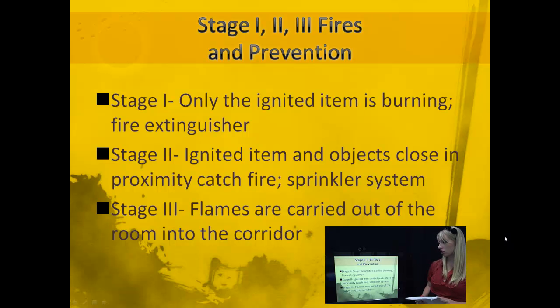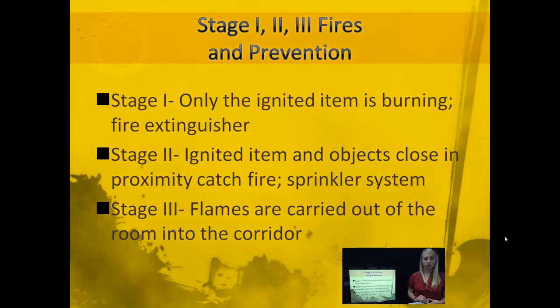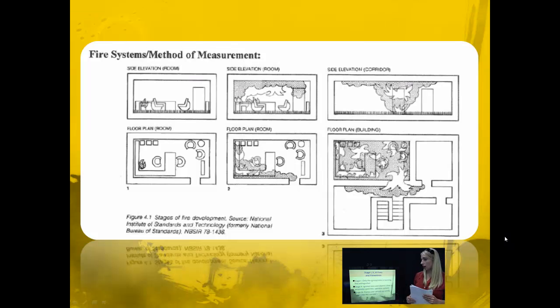The next one is stage 2, and it's an ignited item, and objects close in proximity catch on fire. So for this stage, it's one thing starts on fire and then several things start on fire. And with this one, normally it's the sprinkler systems. If they're in that building, water comes out of them, and those just start working. Stage 3 is flames are carried out of the room into the corridor. So this is the worst stage of a fire.